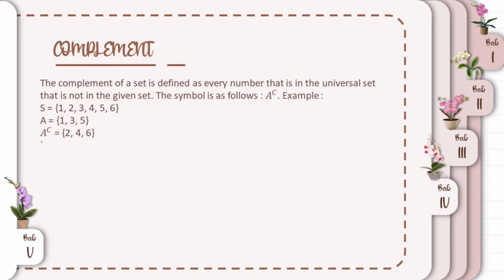Next, we will discuss complement. The complement of a set is defined as every number that is in the universal set that is not in the given set. The symbol is as follows. For example, the universal set has elements 1, 2, 3, 4, 5, and 6, and set A has elements 1, 3, and 5. So, the complement of set A is 2, 4, and 6.